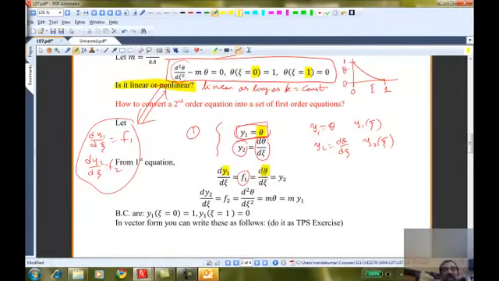So dy1 d psi is the same as d theta d psi, but d theta d psi is nothing but y2 from the second definition. So the first equation is dy1 d psi is equal to y2. That's the first equation, so f1 is equal to y2. So we have found out what the first differential equation is: dy1 d psi is equal to y2.